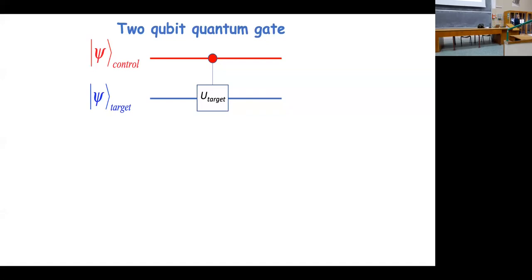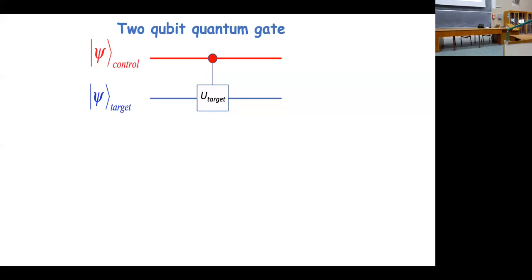Okay, so to go on discussing this problem of entanglement, I would like to describe in the next 2 or 3 slides what is a 2-bit quantum gate. It's a device which couples 2 qubits. One qubit is called the control, the other one is called the target. And the idea is that the state of the control determines what happens to the target qubit.